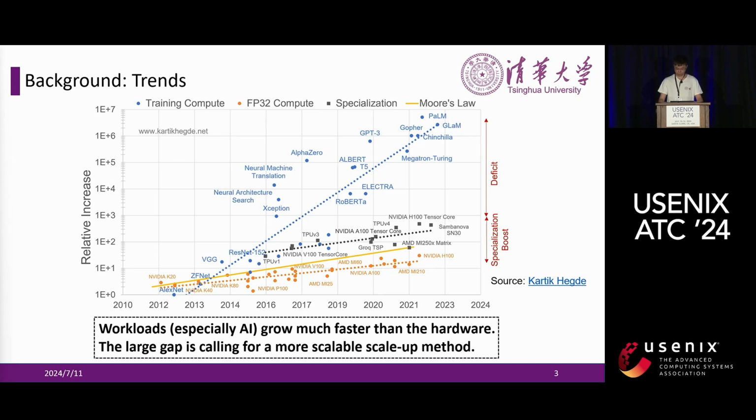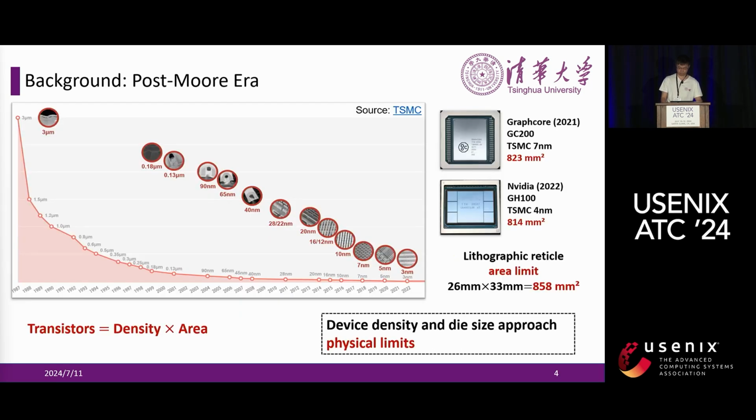Generally speaking, the traditional scale-up method is to increase the scale of one node or one server, which focuses on throughput. The scale-out method is to increase the number of servers, which focuses on scalability. However, recent workloads, such as large language model training, require both high throughput and large scalability. So the large gap is calling for a more scalable scale-up method. That is the chiplet-based network.